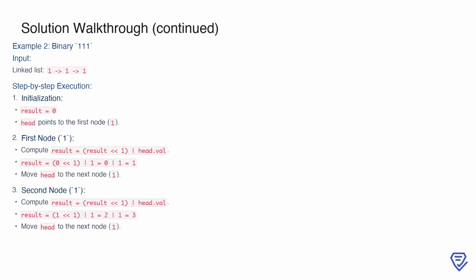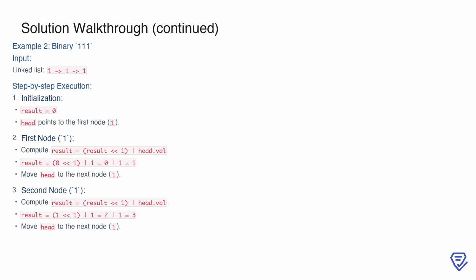Now, let's look at a second example where the linked list represents the binary number 111. The input linked list is 1-1-1. We start by initializing result to 0, with the head pointer at the first node containing the value 1.